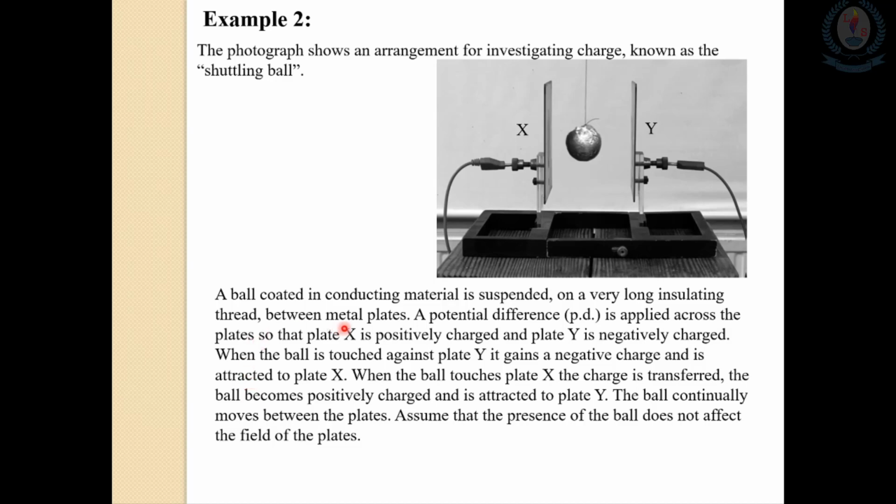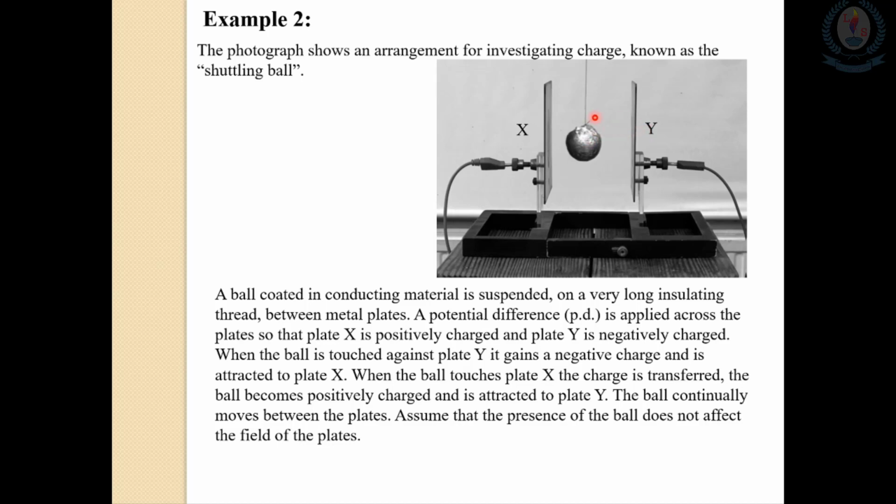A ball coated in conducting material is suspended on a very long insulating thread between metal plates. A potential difference, PD, is applied across the plates so that plate X is positively charged, and plate Y is negatively charged. When the ball is touched against plate Y, it gains a negative charge. This ball is initially uncharged. When it moves and touches here, it gets negatively charged. Negative charge transfers to the ball.